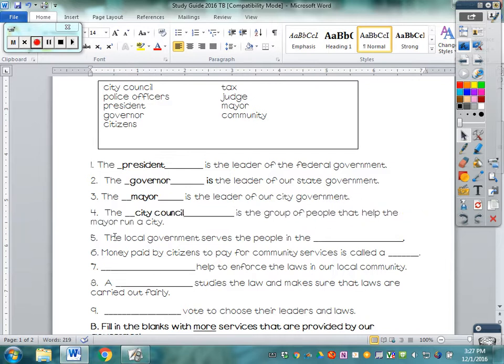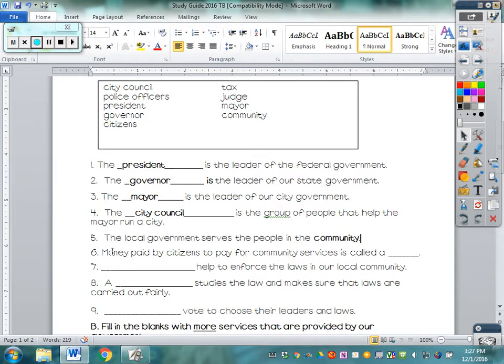Okay. The local government serves the people in the blank. So we're looking at local up here. We've already used city council, president, governor, and mayor. So we have leftover tax, judge, citizens, community. The local government serves the people in the, and we're in a community. We live in a community. So we're going to write the word community here.